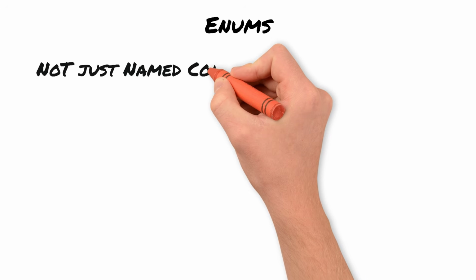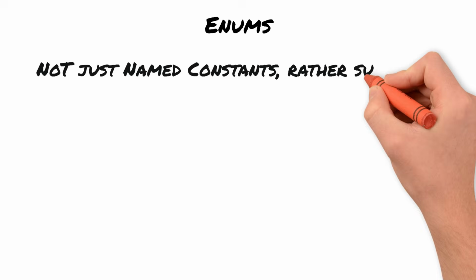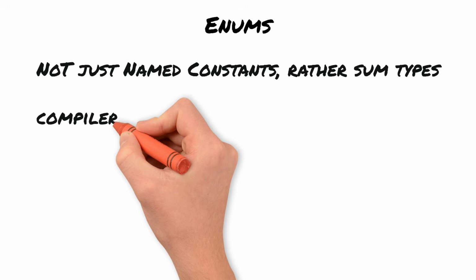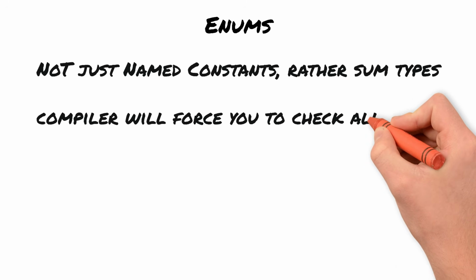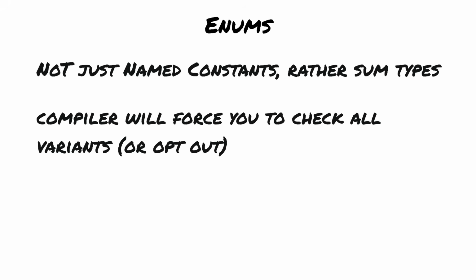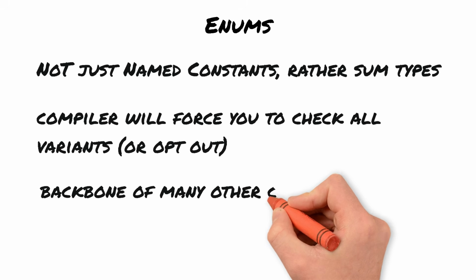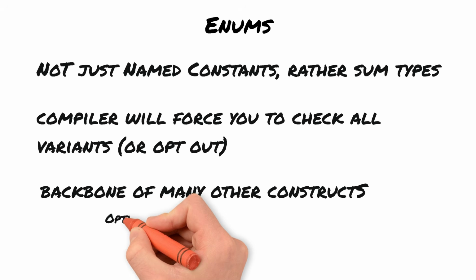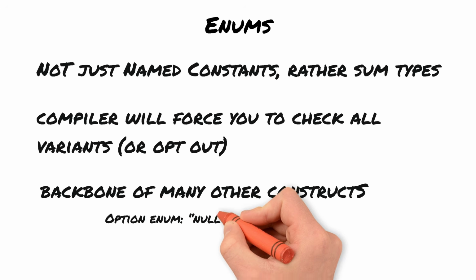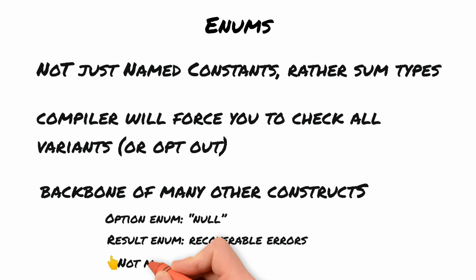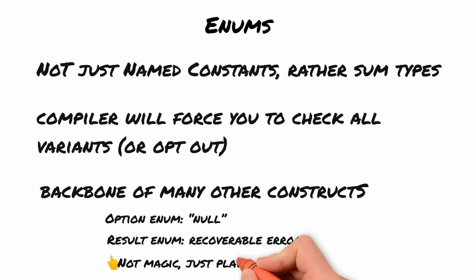Enums are not just named constants, but rather sum types. In other words, the sum of different types, and each variant can carry its own data. And when you have an enum, the compiler will force you to check all possible variants or opt out. Enums are the backbone of many of the language's constructs. We have option enum for handling null data, result enum for handling recoverable errors. Under the hood, option and result aren't magic, they're just enums, but they do lead to some paradigm shifts.